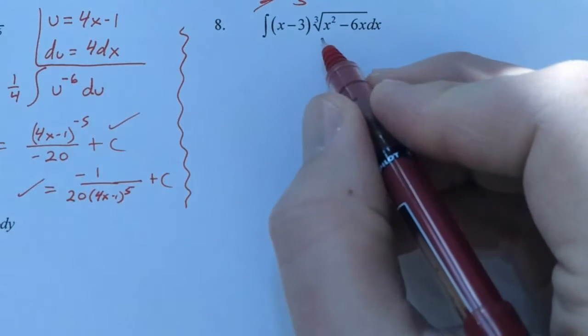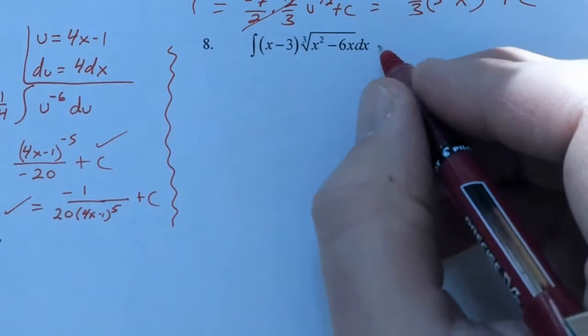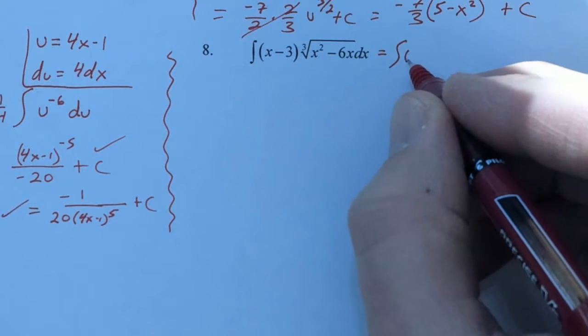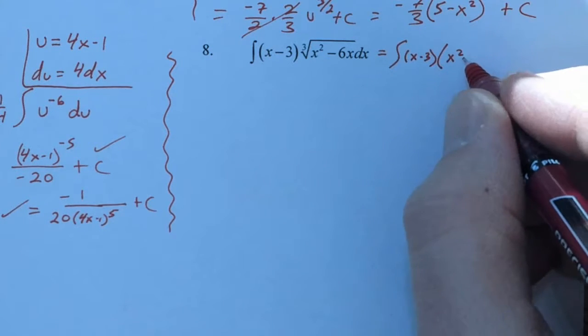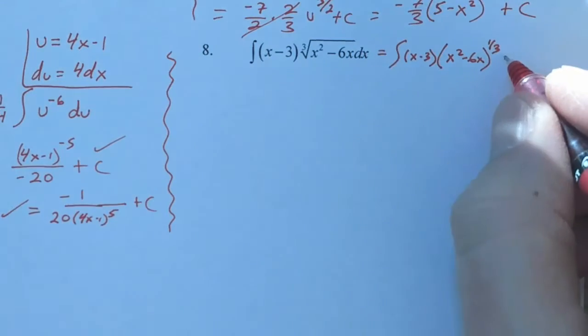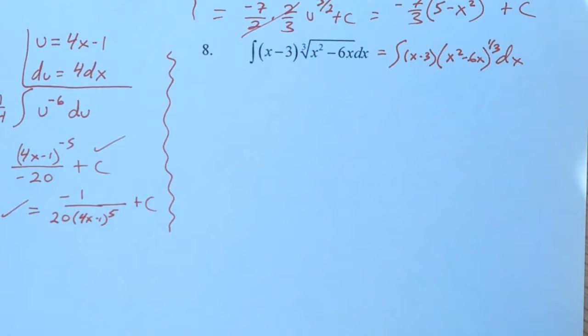Problem number 8, we see another radical. So once again, it's probably a smart idea here to rewrite this. We'll have the antiderivative of the quantity x minus 3 times the quantity x squared minus 6x to the 1/3 power, with the dx at the end. The cube root is the same thing as an item to the 1/3 power.